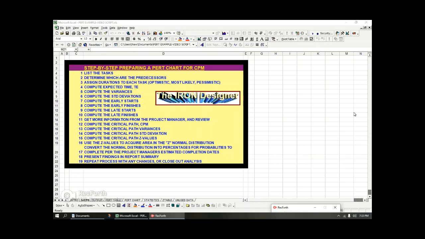The next category is the late starts and the late finishes. Those have to go backtracking from the end of the project, backtracking to the start of the project. And this is really where you can determine what some of your floats and slack times are. The next one is getting more information from the project manager or from your customers and doing a review and seeing if your original estimate approximation was accurate or is still doable.